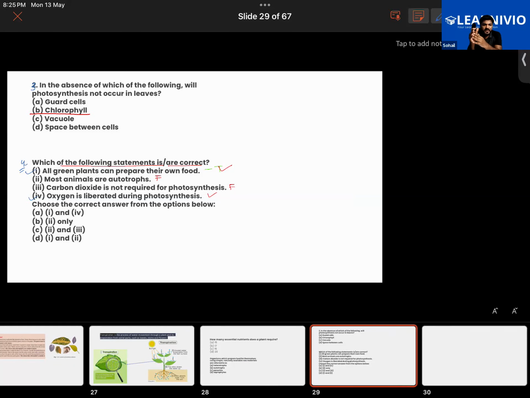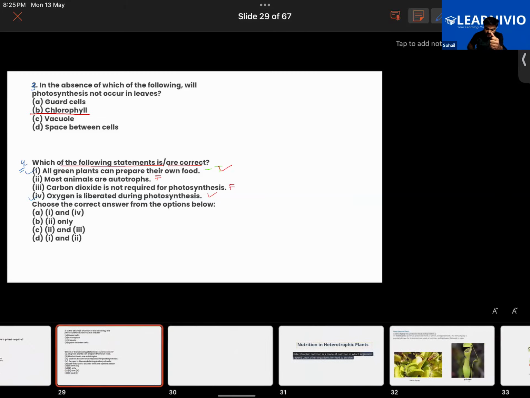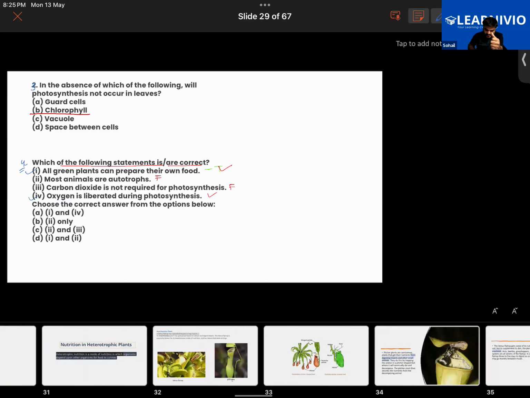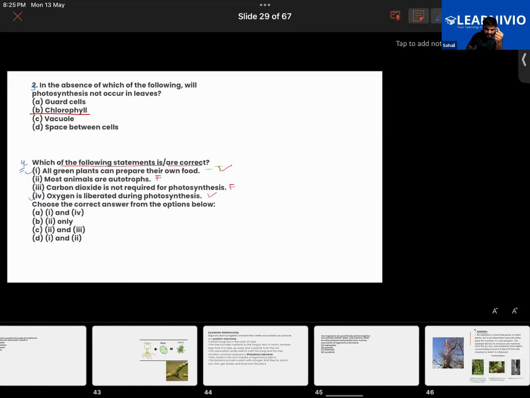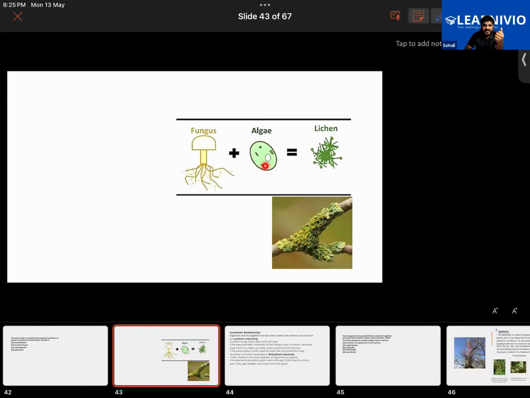But later on you will learn that some of the green plants are able to carry out photosynthesis, yet depend on others for some nutrition. For example, algae is able to perform photosynthesis. It is a plant, but it is not completely autotrophic in nature. That's why it lives in association with fungi, and that is called lichens. Algae is called a green plant, but it lives together with a fungus to form a lichen.